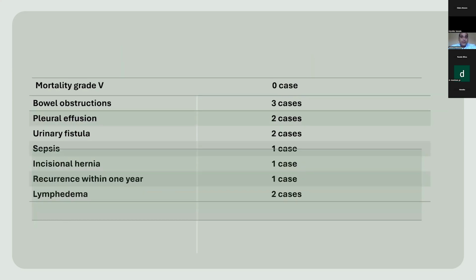And these were the complications from the surgery. We didn't detect any mortality case. Bowel obstruction following the surgical management occurred in 3 cases, pleural effusion 2 cases, urinary fistula 2 cases, sepsis in 1 case, incisional hernia 1 case, recurrence within 1 year 1 case, and lymphedema was detected in 2 cases after the surgery.